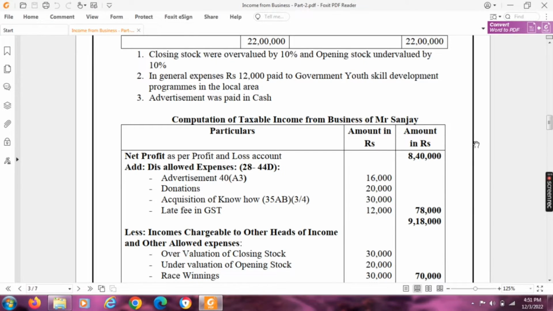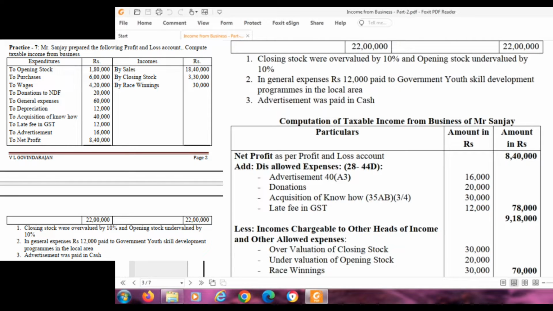Okay, now let me start the answer. Computation of taxable income from business of Mr. Sanjay. First, net profit as per P&L account. Add disallowed expenses. Leave a gap of 7 or 8 lines. Less: incomes chargeable to other heads and other allowed expenditure. Leave here a maximum of 4 or 5 lines. That's all. It's a fixed format for computation of income from business.